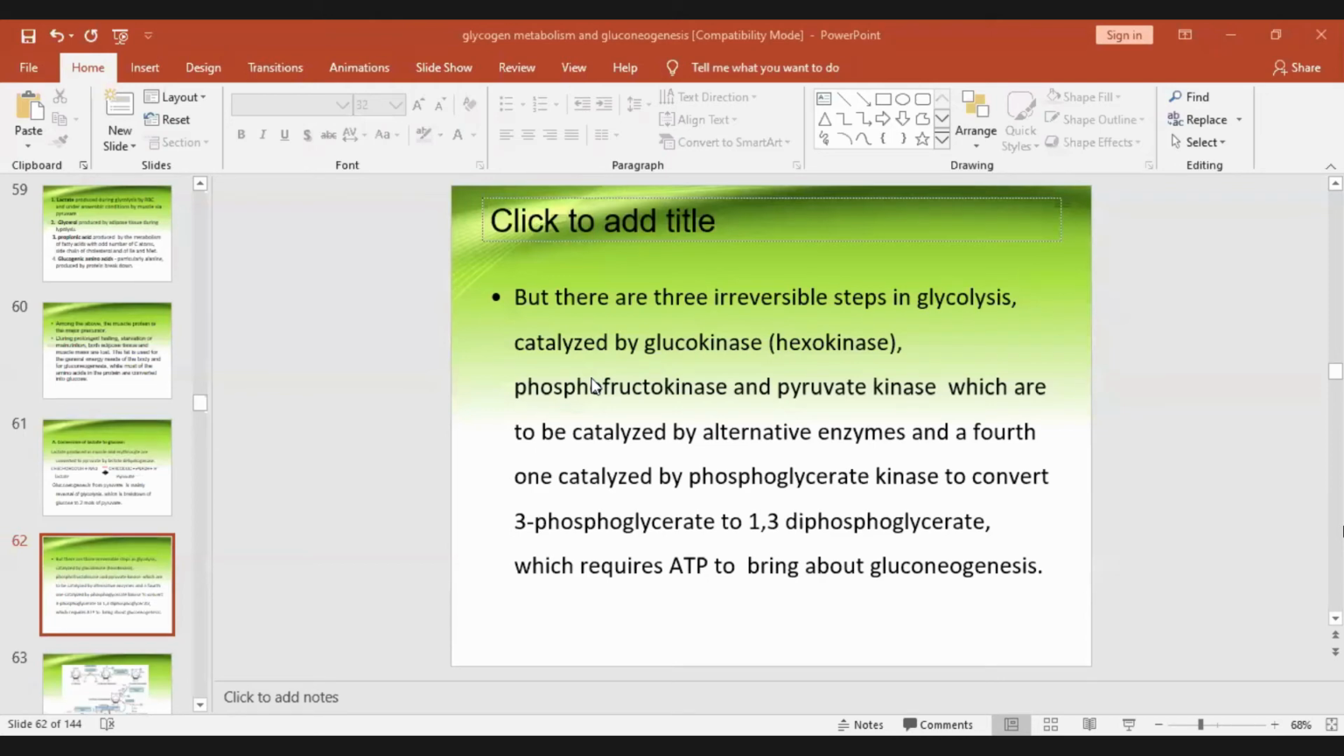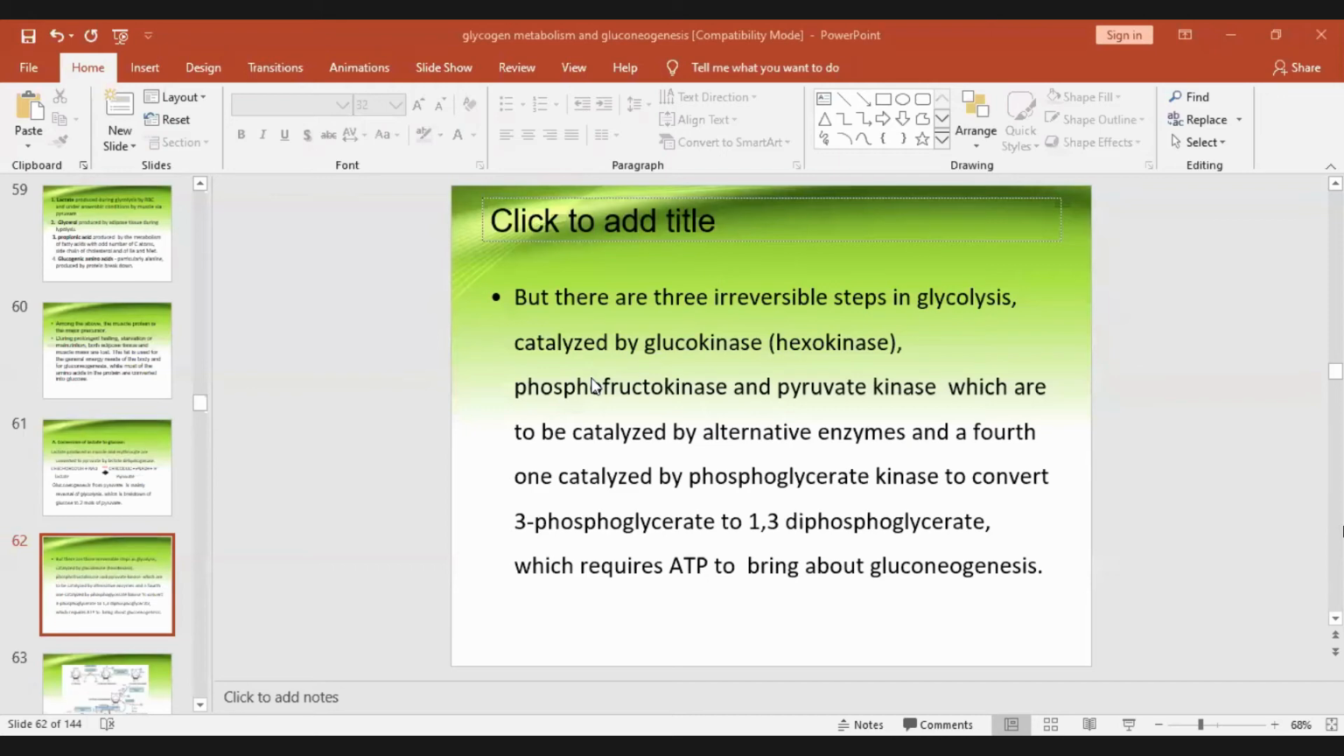The subsequent reactions from phosphoenol pyruvate through 2-phosphoglycerate and 3-phosphoglycerate are reversible. So phosphoenol pyruvate is converted to 2-phosphoglycerate and then to 3-phosphoglycerate, and those steps are reversible. Now this 3-phosphoglycerate can't be just converted to 1,3-diphosphoglycerate.